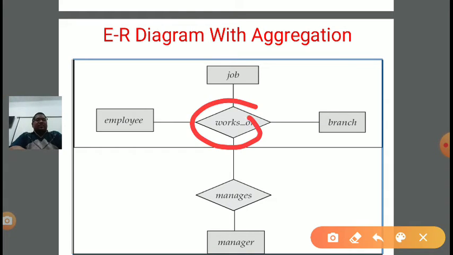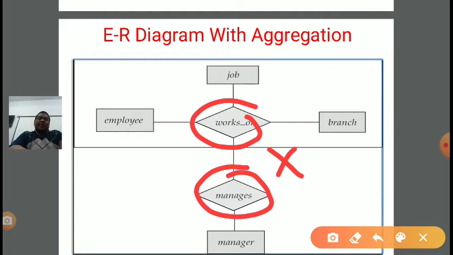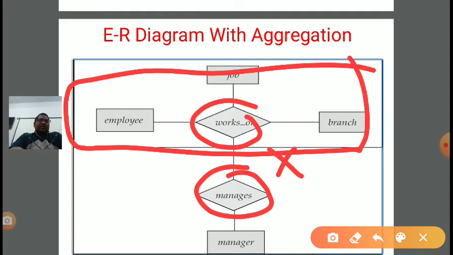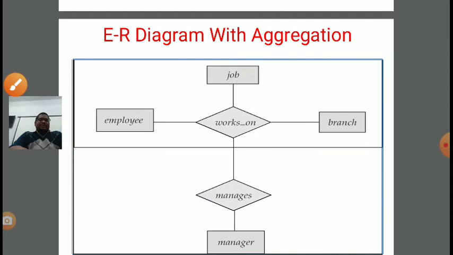In the ER diagram, we can't simply make a relationship between relationships. If you see, this is also a relationship, this is also a relationship. It is not possible in an ER diagram. So what we do is make this whole process, or whole relationship, a single entity. Now this is the upper-level entity, and it is in connection with the manager with the help of the relationship manages, right?